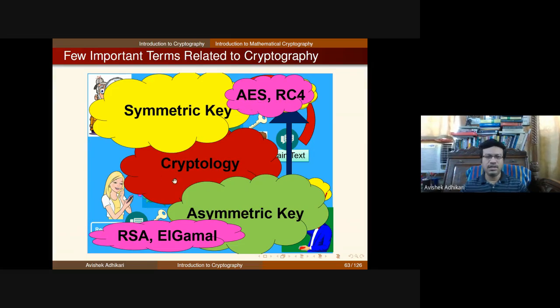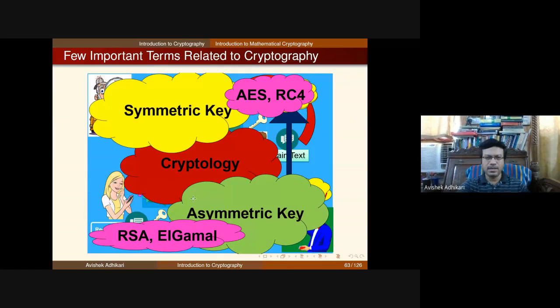On the other hand, for asymmetric cryptosystem, we have RSA, ElGamal, and there is another scheme called Rabin cryptosystem. We will do all those things. RSA as well as ElGamal or Rabin cryptosystem require a prerequisite of mathematics, mostly abstract algebra as well as number theory. So in our course, we will cover all of them.